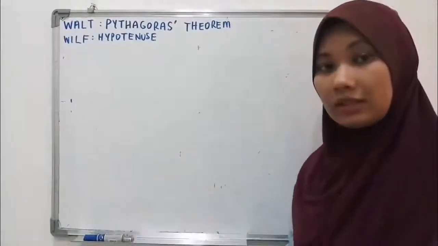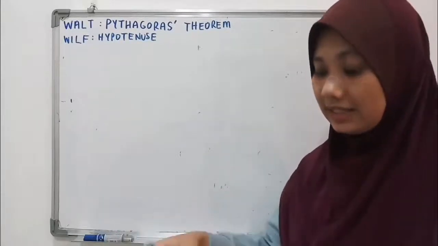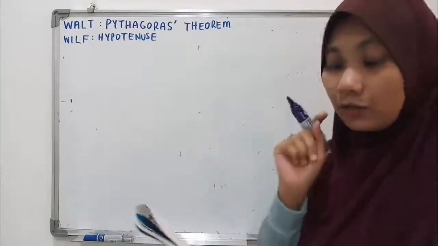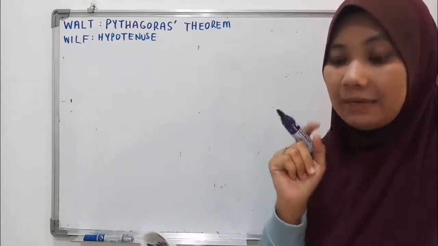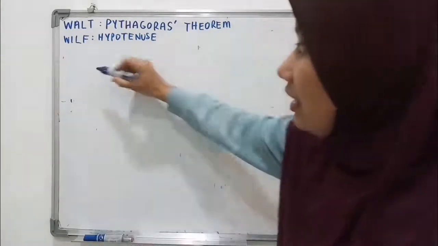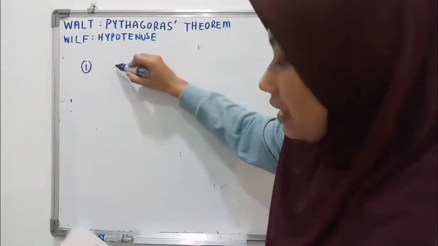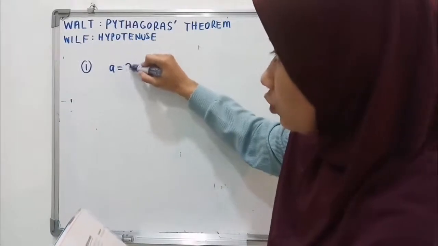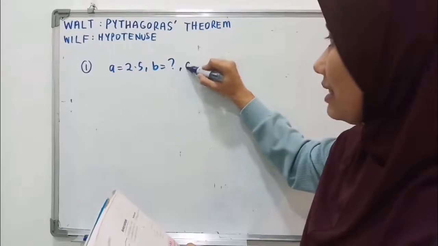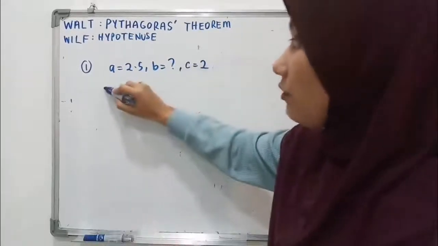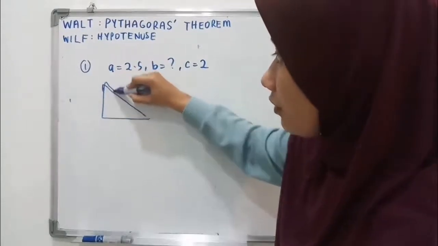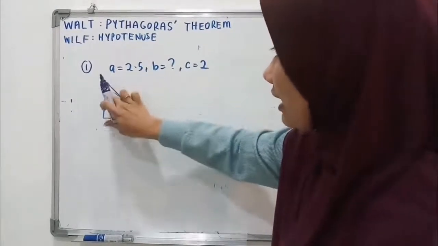Okay, so look at the second exercise, which is 9.2. So now the question: find the shorter side B given the values of A, the hypotenuse, and the third side C. Okay, let's say we want to do number 1. Given that A equals 2.5, B we don't know, the question asks for B, and then C equals 2. Okay, so if you draw the triangle, you don't have to draw. I just draw for the first one only so that I can guide you better.